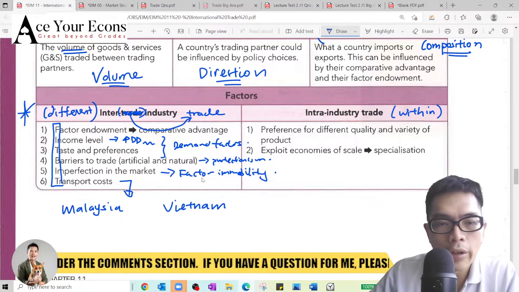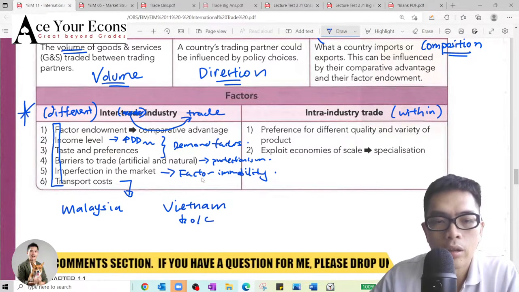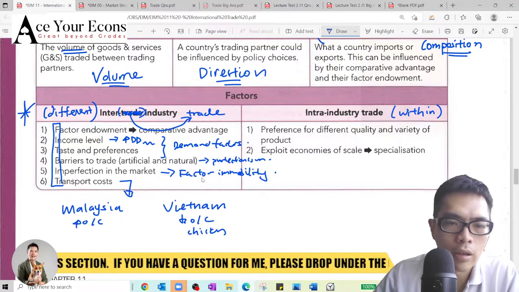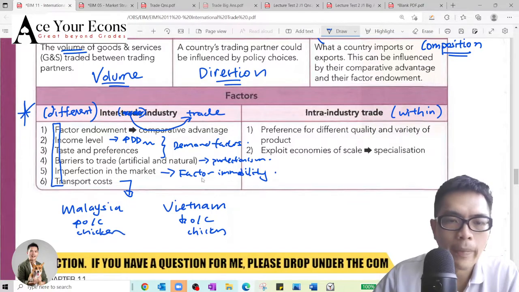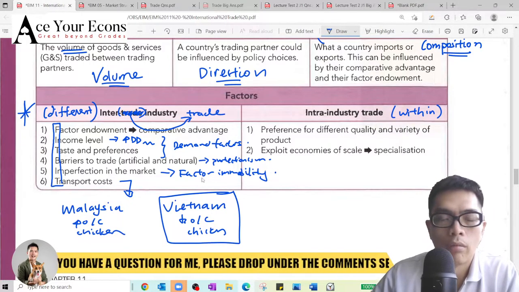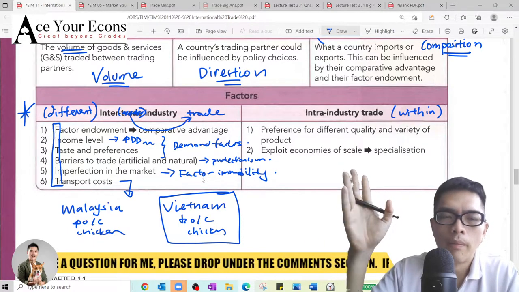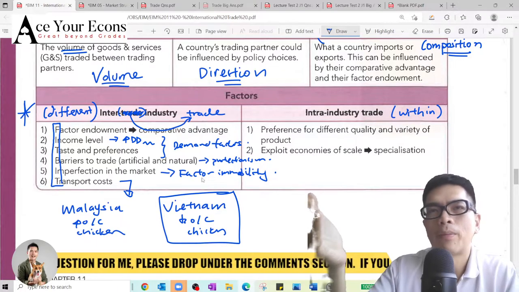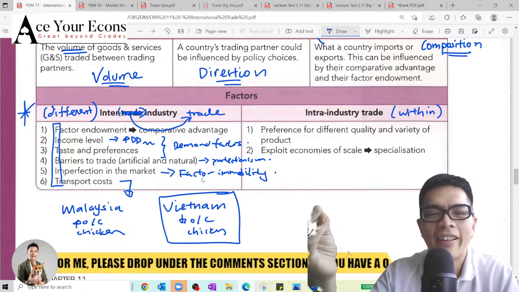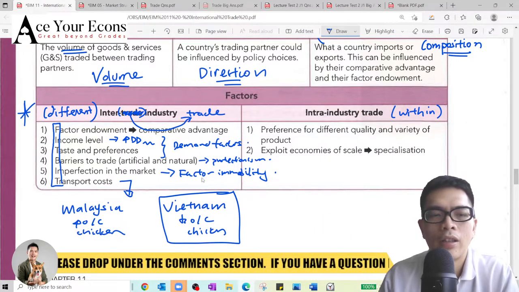So if we know that Vietnam has a lower opportunity cost in chicken production, by right, Singapore should import from Vietnam. Agreed? But why is Singapore importing from Malaysia in the first place, if Vietnam is known to have a lower opportunity cost in chicken production?